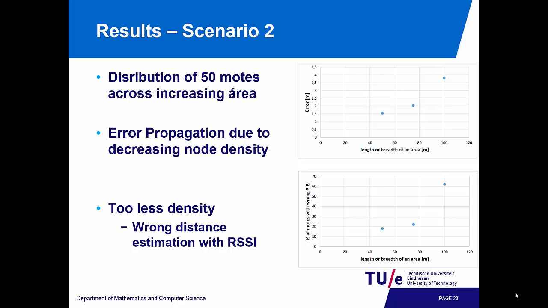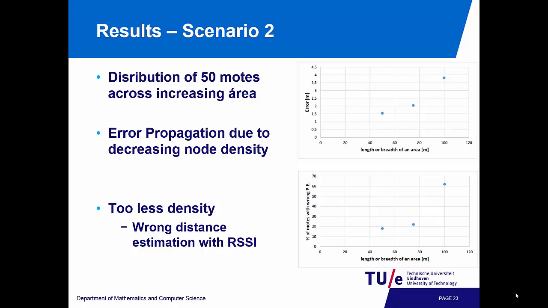Now the results for scenario 2. In this scenario, we tried to simulate the decreasing density behavior by fixing the number of nodes to 50 but distributing them across an increasing area. From the graph, we can see that distance estimation error increases as the nodes spread across a larger area. Since now the probability of nodes to be in the range of beacons or nodes which are closer to beacons decreases, error propagation is enhanced because of the use of the RPE algorithm.